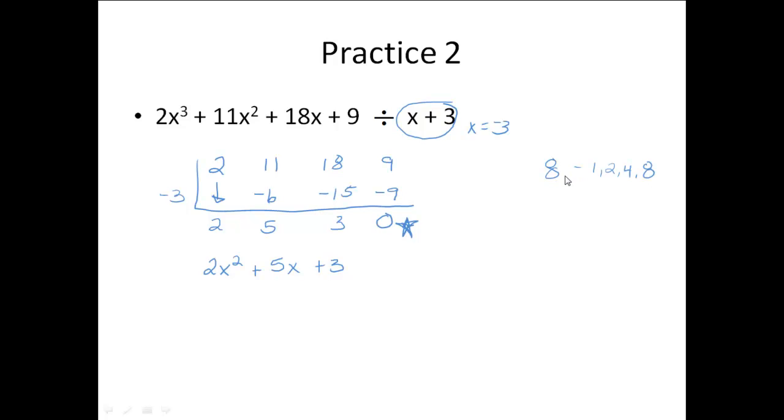And that's because if I take 8 divided by 1, I get 8, remainder 0. If I take 8 divided by 2, I get 4, remainder 0. If I took 8 divided by 4, I would get 2, remainder 0, and 8 divided by 8 would give you 1, remainder 0. So a factor is when we get a remainder of 0. Well, right here, our remainder was 0, which means that x plus 3 is a factor of our equation. That's going to be critical.